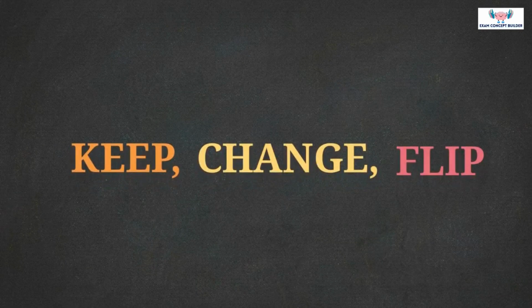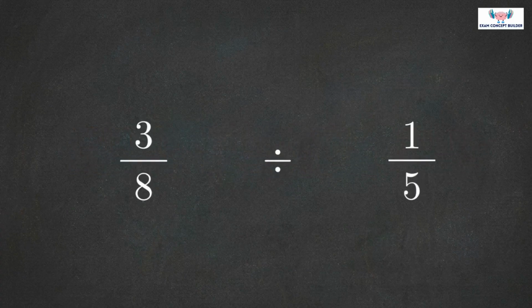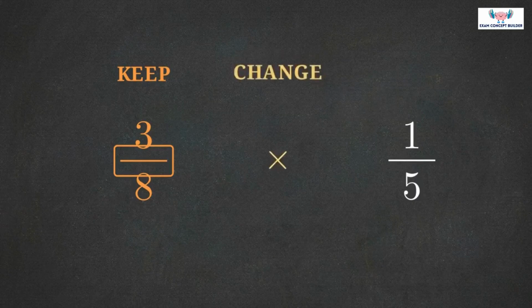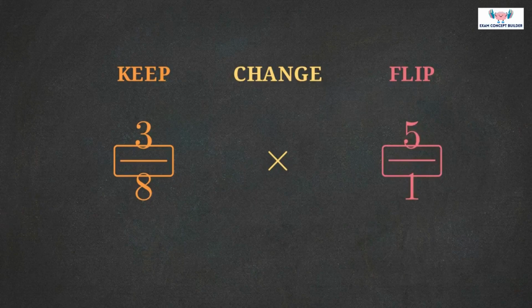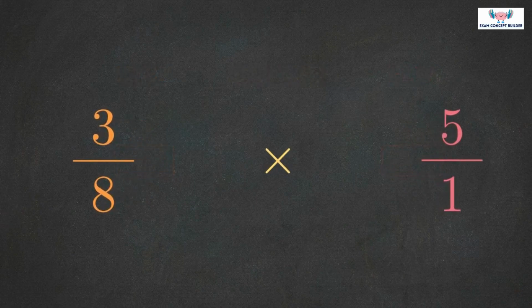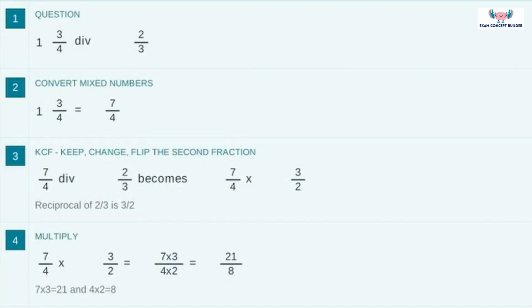Division uses a specific sequence called the keep, change, flip method. For 3/8 divided by 1/5, we keep the first fraction exactly as it is. We change the division sign to multiplication. Finally, we flip the second fraction to find its reciprocal, turning 1/5 into 5 over 1. Look at this problem, 1 3/4 divided by 2/3. Pause the video for a moment and consider the format of that first number. Try to determine how it must change before you can apply the division rules we just covered.